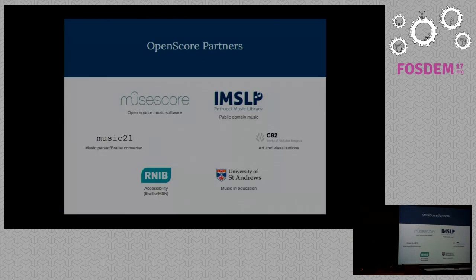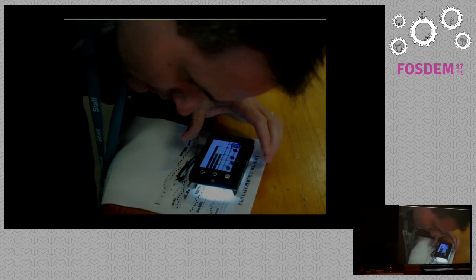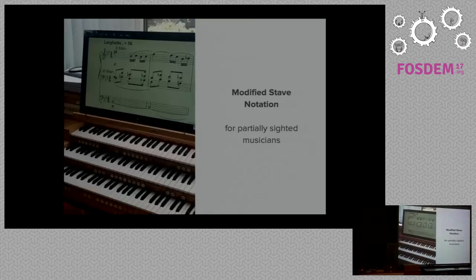There's a whole number of different use cases that we envision people will want to use these scores for, and we're partnering with other organizations to make these happen. You can see some of them there, and I'll talk about some of these different use cases. Number one is accessibility. If somebody's partially sighted and they're trying to read sheet music, then at the moment they have to use some kind of magnification technique, but we can do better than that.